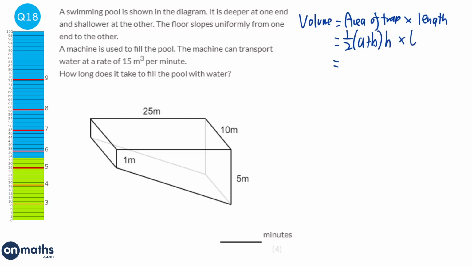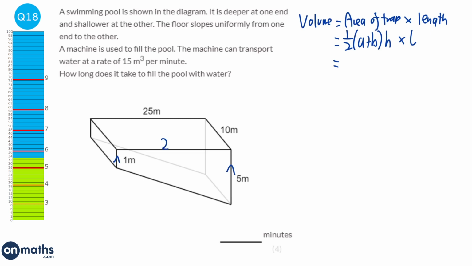Now a and b are the two parallel sides, which will be this one and this one, and then the h is the perpendicular line that hits both of them at 90 degrees, which is what perpendicular means, between the bases.